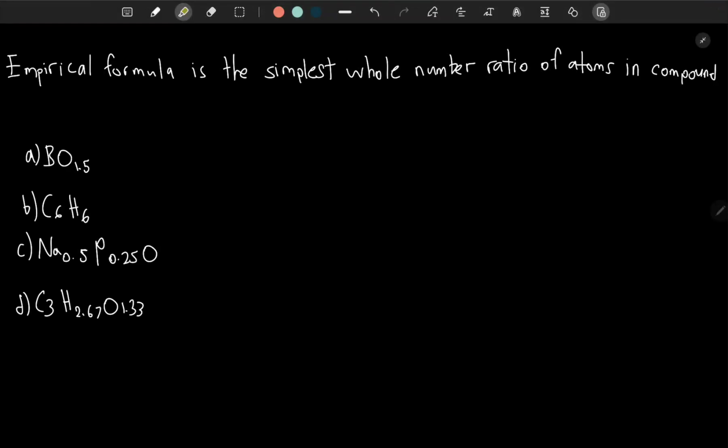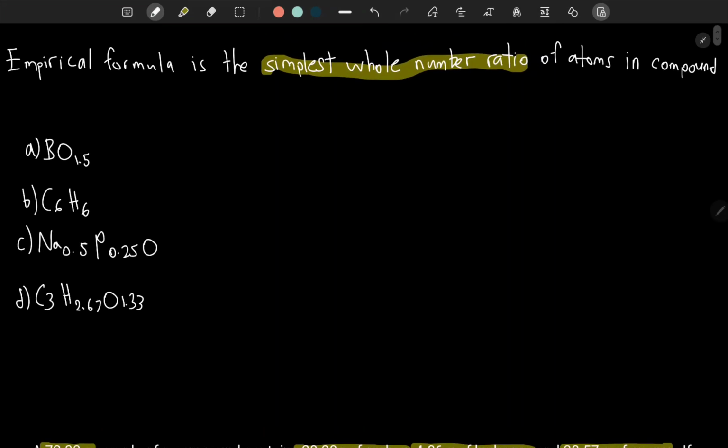So in this video, we'll be going over empirical formula and molecular formula. By definition, empirical formula is basically the simplest whole number ratio of the atoms in the compound. Let's look at some examples below, and this will be more clear for you.